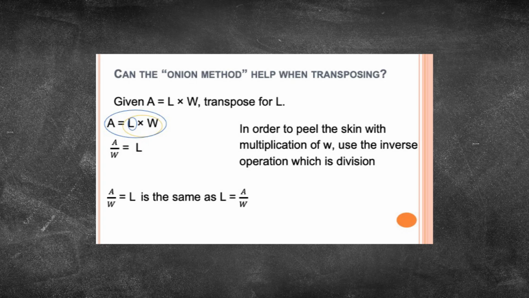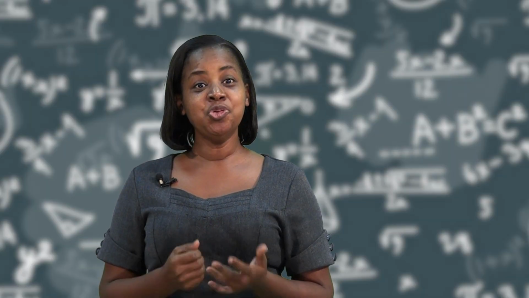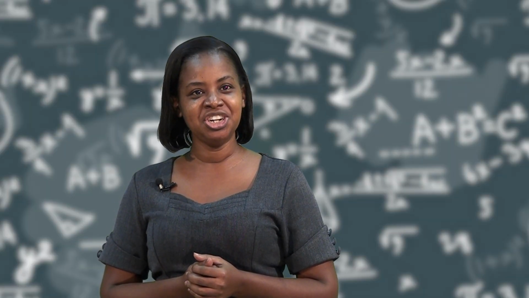Notice also that the subject of the formula can be on the left-hand side or the right-hand side of the equation. So A divided by W is equal to L is the same as L is equal to A divided by W. Are you ready for another example, boys and girls?